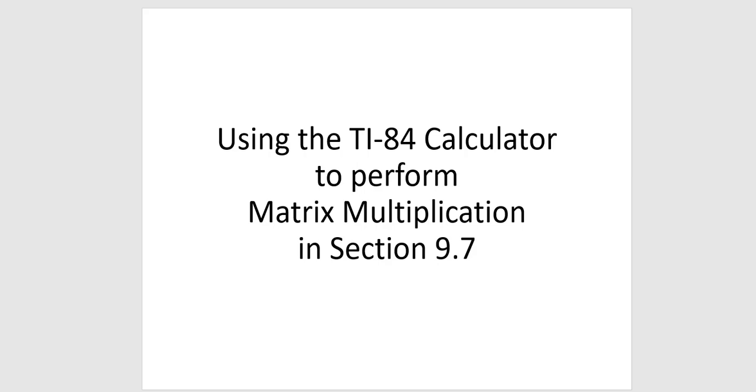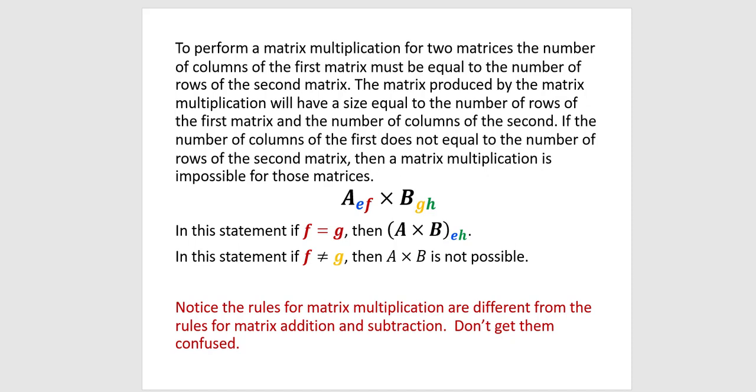This video is to show you how to use the TI-84 calculator to perform matrix multiplication in section 9.7. The basic requirement to successfully perform matrix multiplication for two matrices is that the number of columns in the first matrix must be equal to the number of rows in the second matrix. The matrix that results from matrix multiplication will have a size equal to the number of rows of the first matrix and the number of columns in the second matrix.